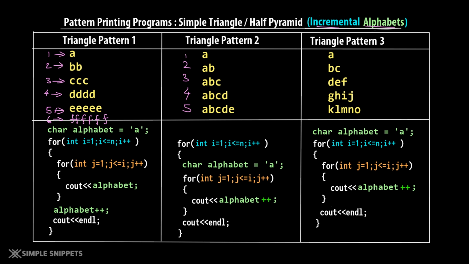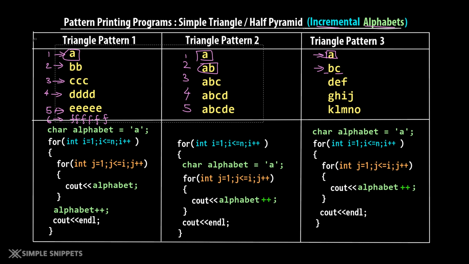In pattern 3, again we have alphabets which are incrementing, but they are not repeating. If A is printed on the first row, on the second row we start with B and C. In every row, the number of elements being printed is incremented by 1. On the first row we only have 1 element, on the second row 2 elements, on the third 3, and so on. So the design of the pattern is the same, a half pyramid, but what is printed inside that pattern is different. All of them are variations of incremental alphabets.